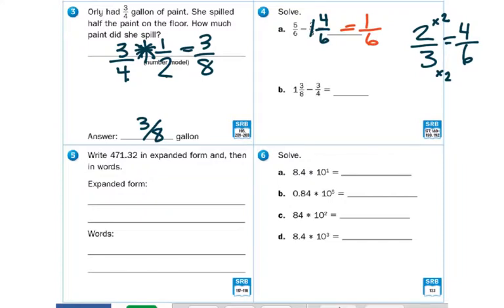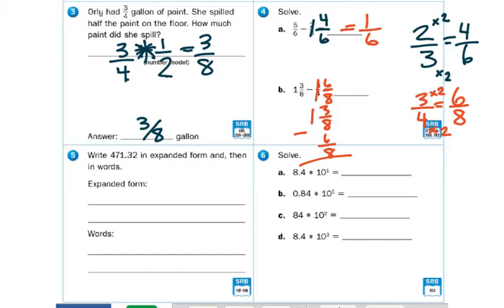Next, 1 and 3/8, which is a mixed number, minus 3/4. I'm going to change 3/4 so it has a denominator of 8. 4 times 2 is 8, so if I multiply the bottom by 2, I have to multiply the top by 2. So 6/8 is the same as 3/4. But here's what we cannot do. We cannot take 3/8 minus 6/8. So in your blank space, would you please write the problem vertically? Show your work with me.